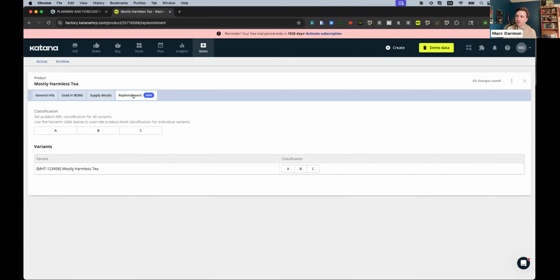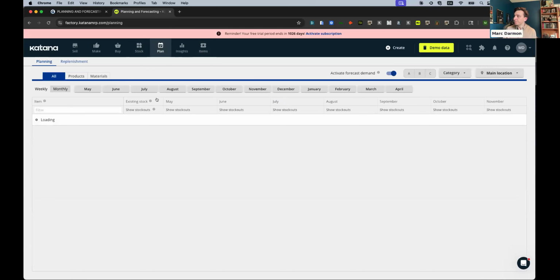Replenishment, this is where I can do that ABC classification that we now have in Katana. I can either dictate an entire product under A, B, or C classification, or if this is a product with multiple variants, I can indicate individual variant classification. So if different variants have different priorities for us, SKU 1 can be an A, SKU 2 can be B. It's not dictated only to the parent product. But in this case, let's just say we're an A. And now we can jump to plan, which is what we're all here for.